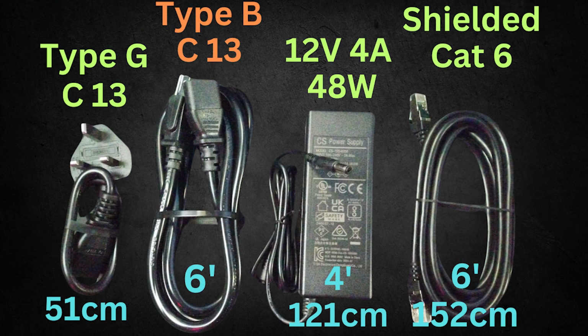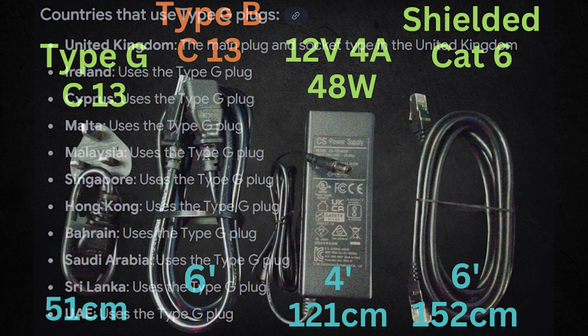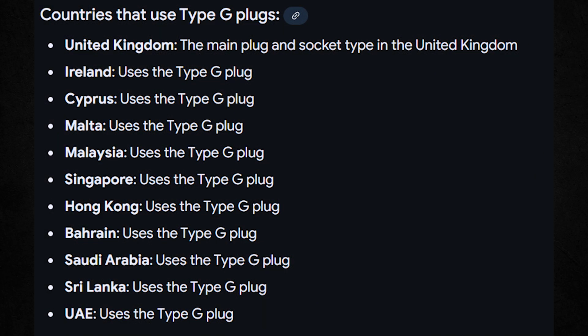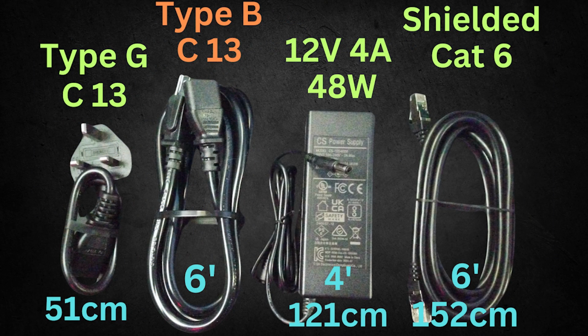Now inside the box with your Aethir Edge, you're also going to receive several different accessories. The first is a Type G to C13 plug, and it measures about 51 centimeters. Now the Type G plug is the standard plug-in for the United Kingdom, Ireland, Cyprus, Malta, Malaysia, Singapore, Hong Kong, Bahrain, Saudi Arabia, Sri Lanka, and the UAE. Now if you happen to be in the United States, Canada, or Mexico, when you place your order with Enchantment, they will include an extra plug to your order, and that's the Type B to Type C13, and that measures about 6 feet in length.